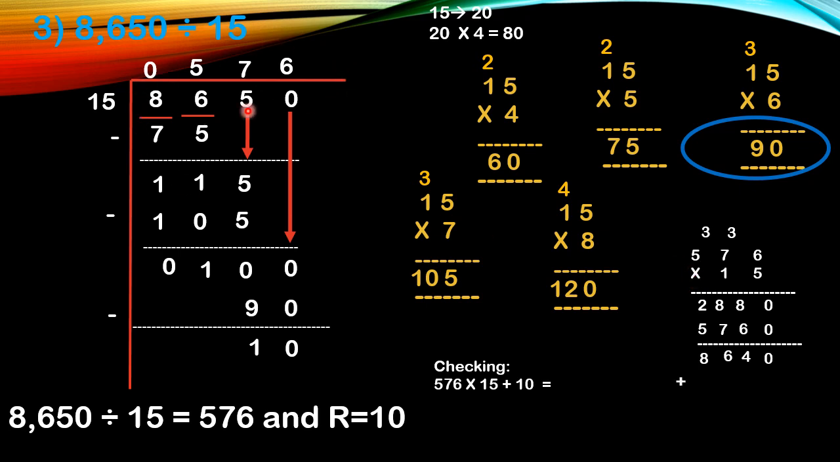So our dividend is 8650. Here we got 8640 because we didn't add the remainder. So plus 10 we have to add. Then we get 8650. So our sum is correct.